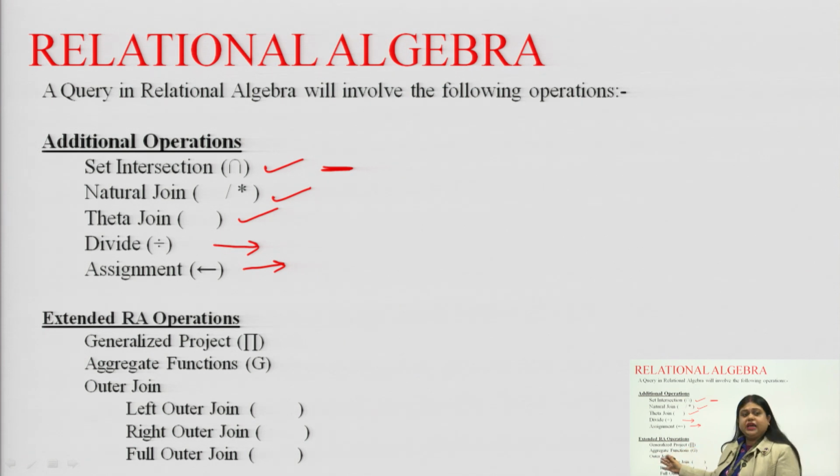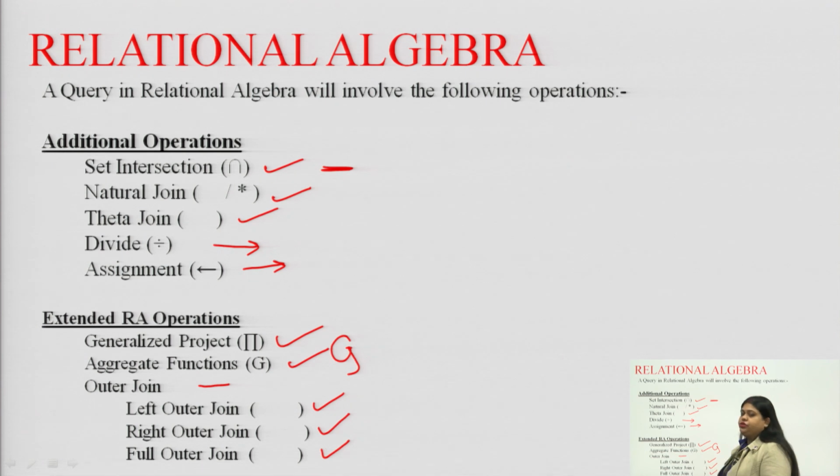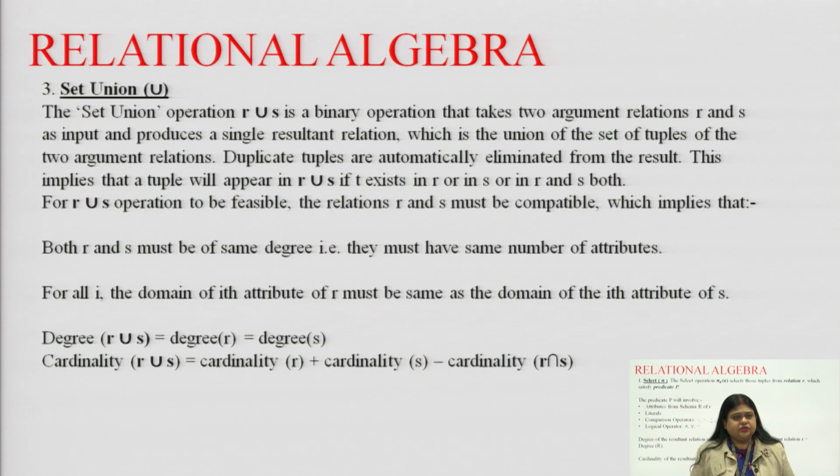Apart from that, we have a set of extended relational algebra operations. These include the generalized projection and the aggregate function. The aggregate function is denoted with a special symbol, it is not exactly a G. Then we have the outer join: the left outer join, the right outer join and the full outer join. So, we will take some examples and see how these basic operations are used, right. So, let us move into the operations.